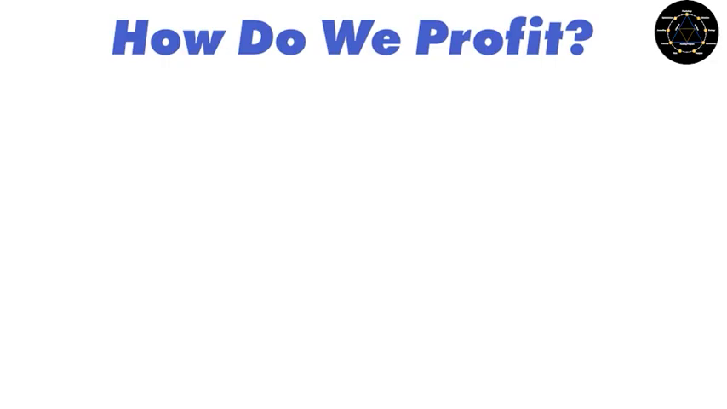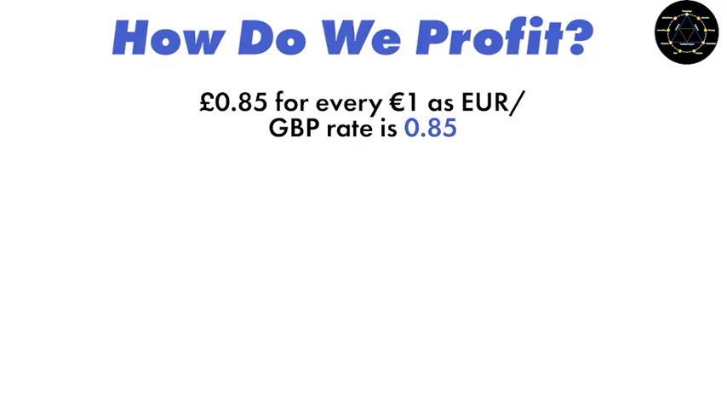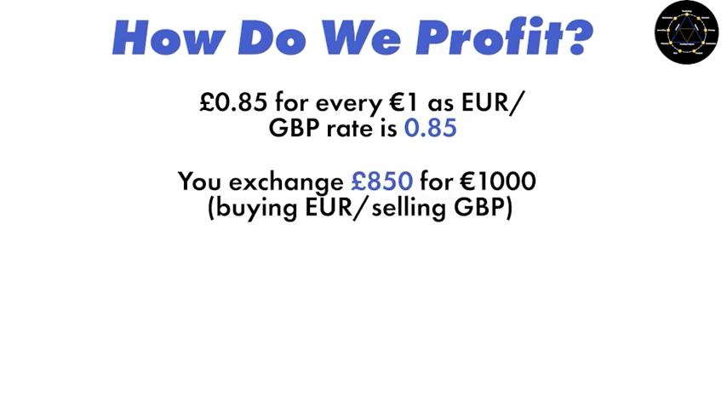So we know from the previous thing we looked at, the euro back to pounds, that you would receive 85 pence for every €1 that you transacted, because the euro pound rate is 0.85. Let's say that you have £850. Before you go to France, you exchange £850 and you receive €1,000. Therefore, you would be buying euro and selling GBP. So you're buying euro/GBP in that sense.